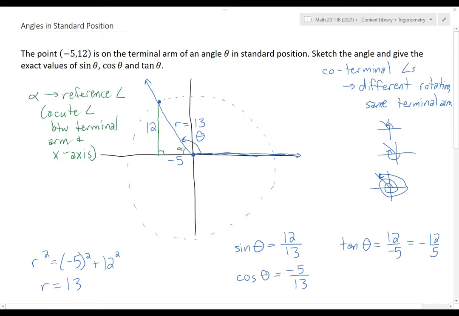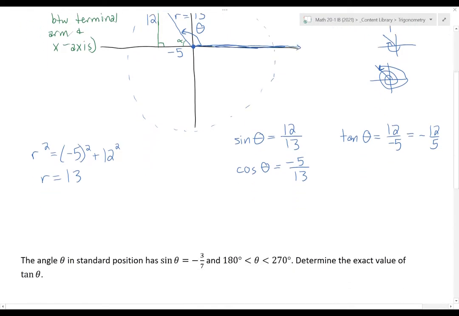So notice that I never need to know what theta is in order to say what its sine, cosine, and tangent are here. That's going to be helpful in the next example.